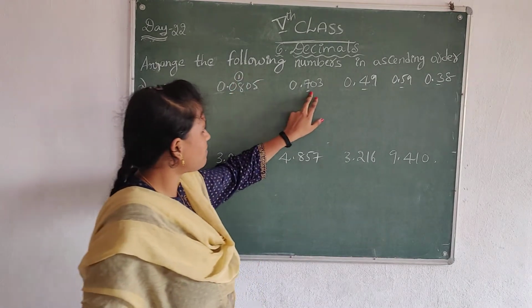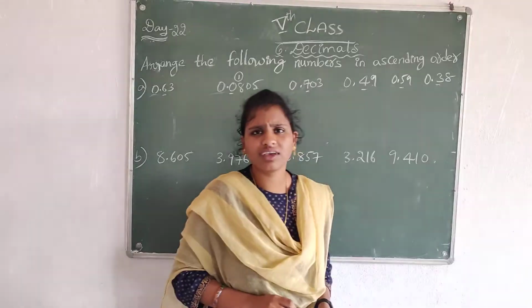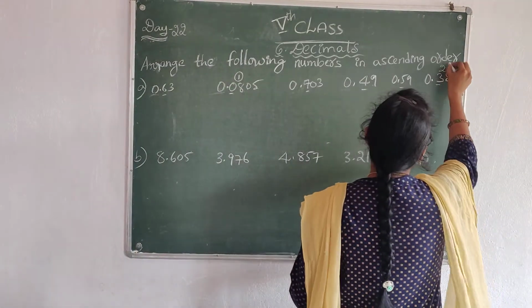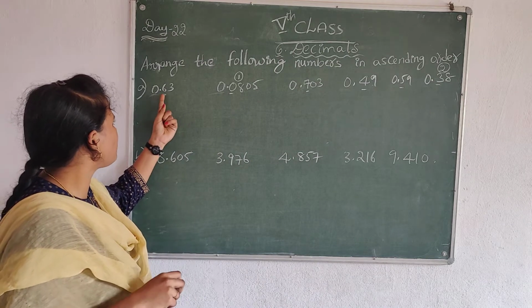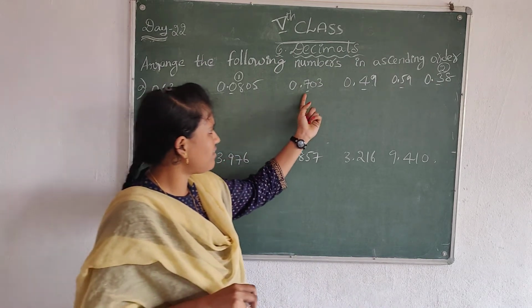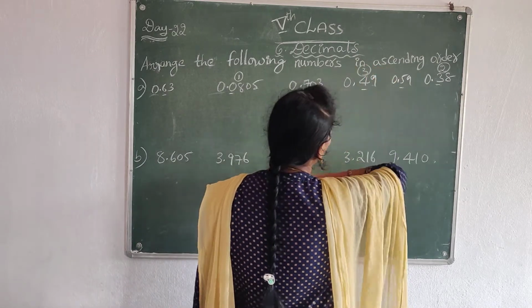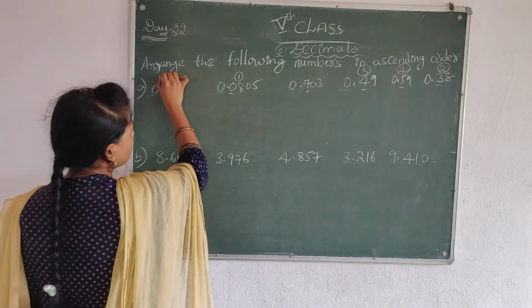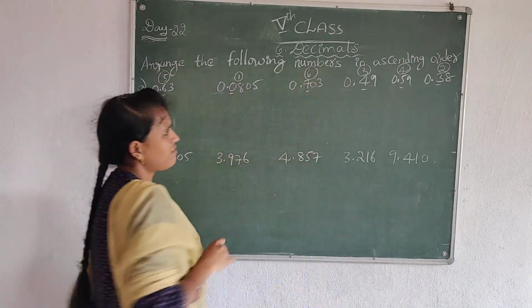Now 6, 7, 4, 5, 3. Here you see which is the small digit? That is 3. So circle 2. Let's see again. Here 6, 7, 4 and 5. Which is small? 4. This is the fourth one. And the fifth one is 6. And the sixth one is 7.